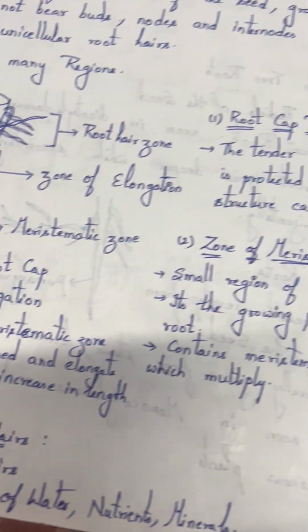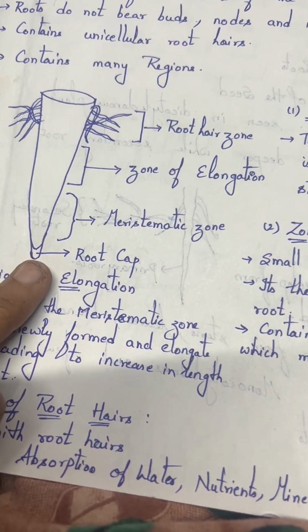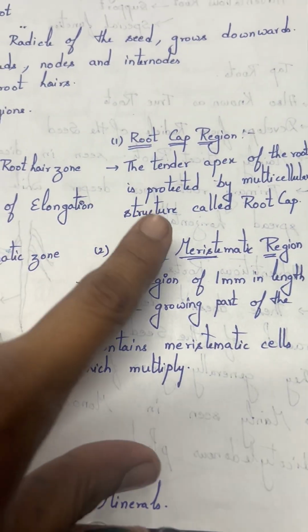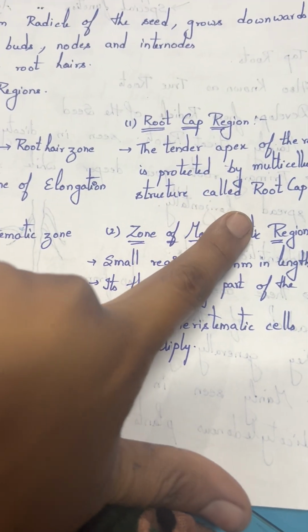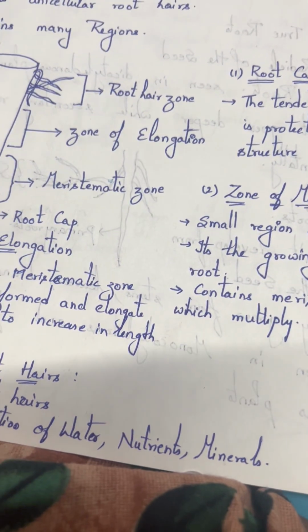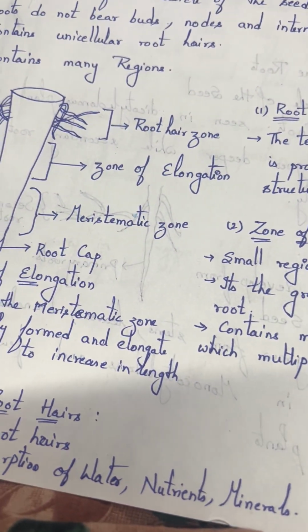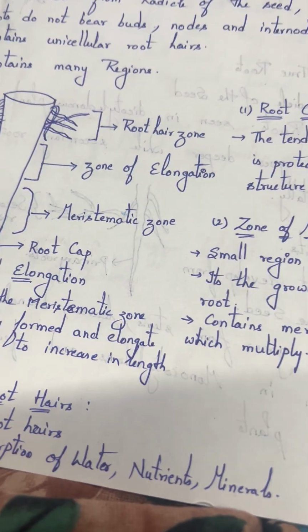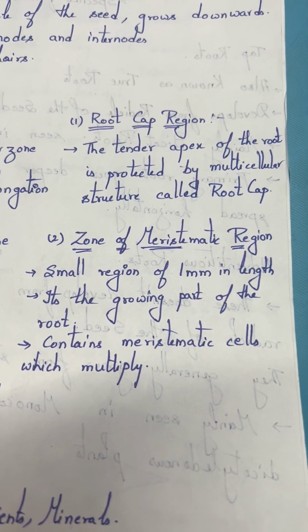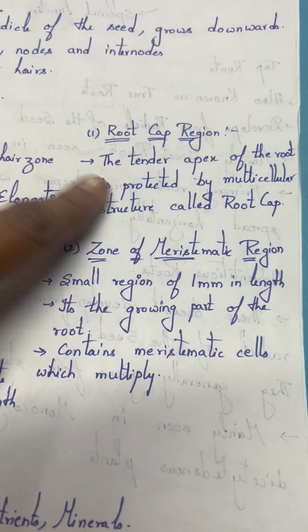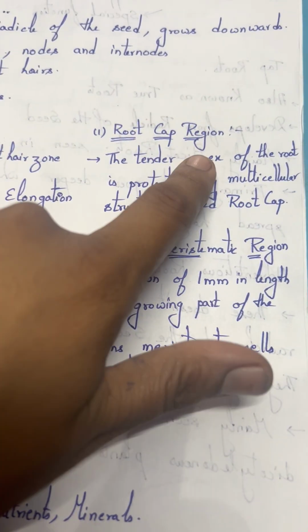The tender apex, this one. The tender apex of the root is protected by a multicellular structure called root cap. Tender means soft, a sensitive part. So it is covered and protected by a multicellular structure which is known as root cap. That is about the root cap region.